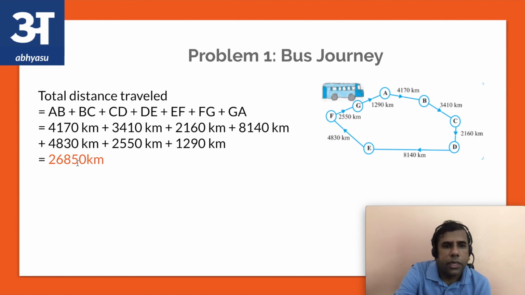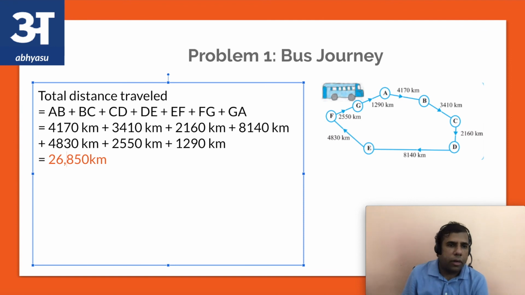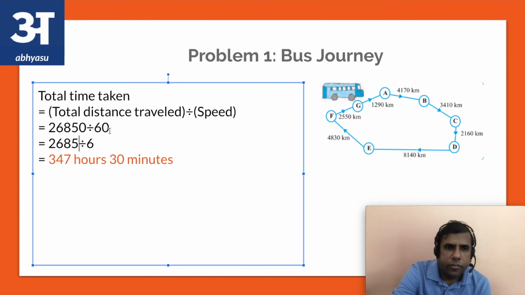So the bus traveled a total distance of 26,850 kilometer. In order to make it easy to read, we can give a comma as well. Total time taken is total distance traveled divided by speed of the bus. Total distance traveled is 26850 kilometer. The speed of the bus is 60 kilometers per hour.